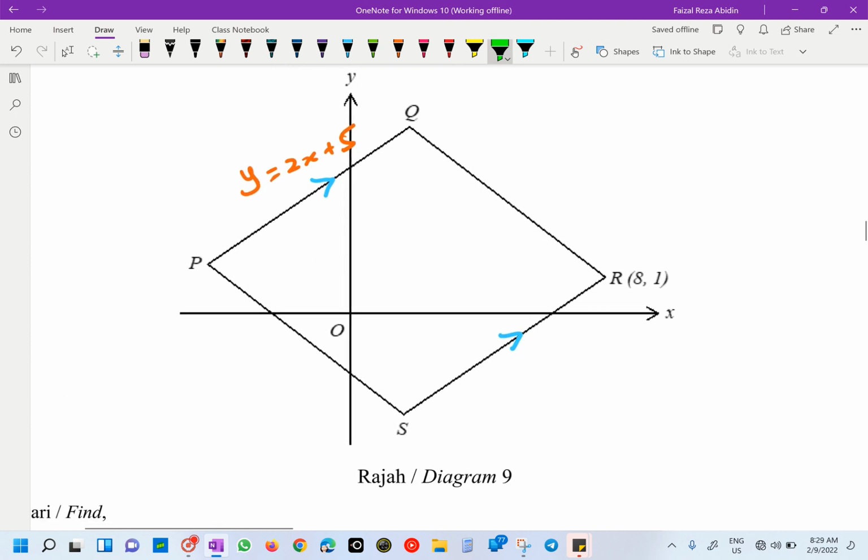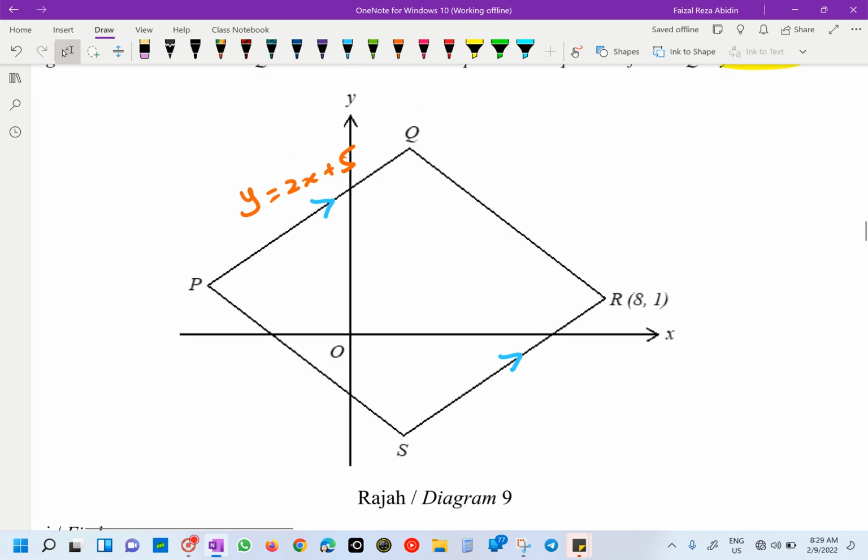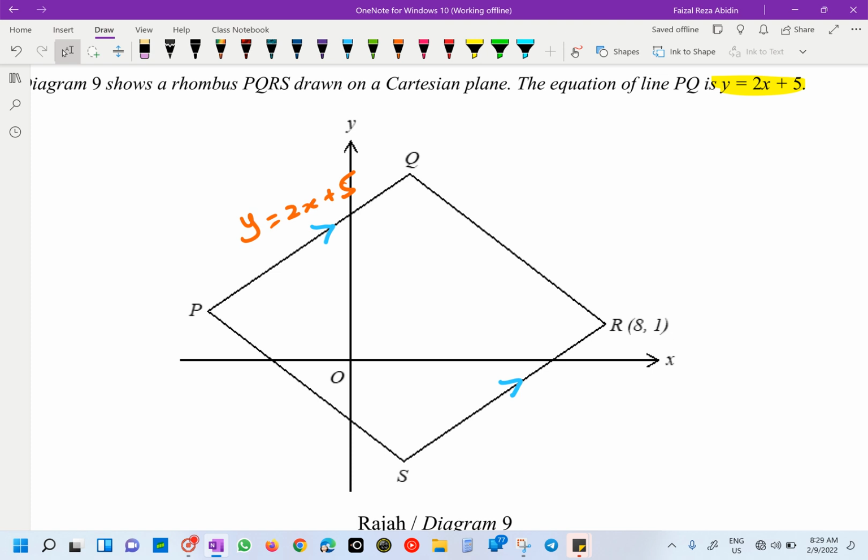RS is going to be down there. What we have just now, our gradient is going to be the same. Why? Because it's parallel. When we have a parallel line, for parallel, it means that the gradient for PQ is going to be equal with the gradient of RS over here. So where is our gradient? 2. Kan kena dah.